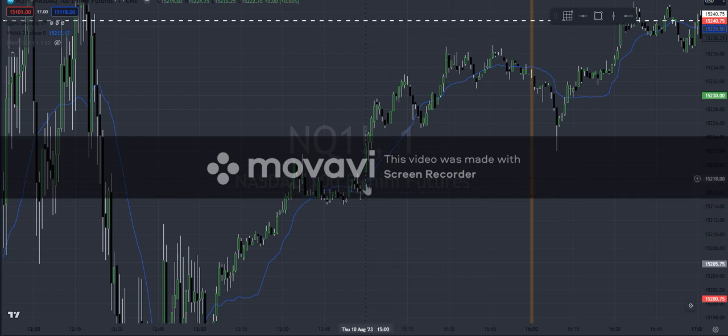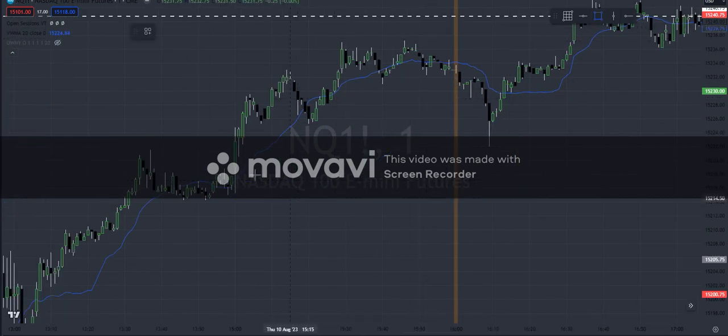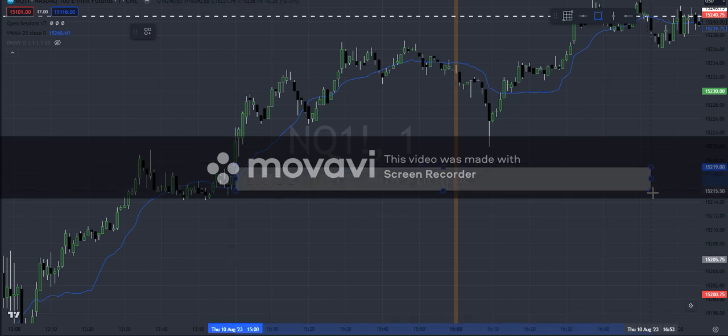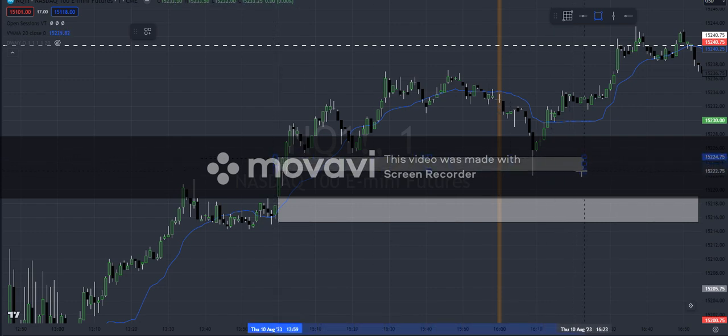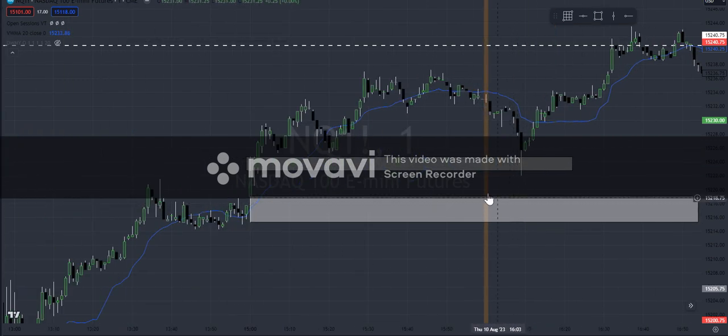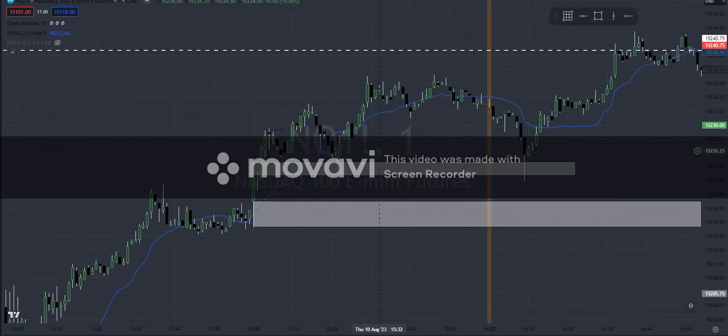As market opens, we get a big impulse move up. So what I did is marked out this low, this low with the wick, and then this high. And then all I'm doing is just waiting for price to come back and hit the zone.